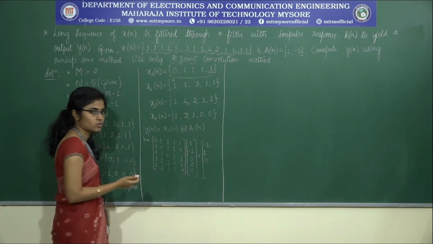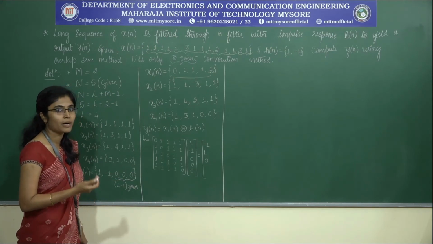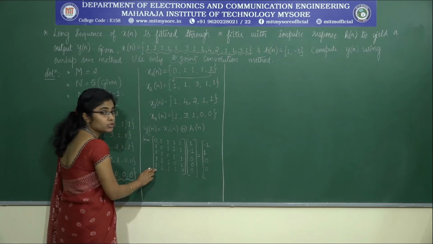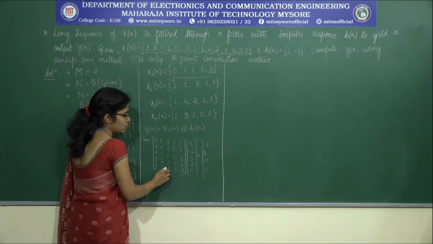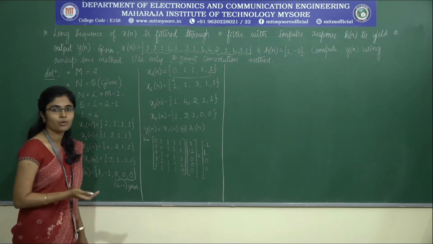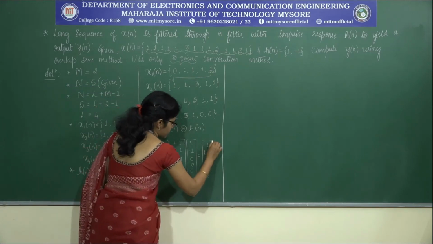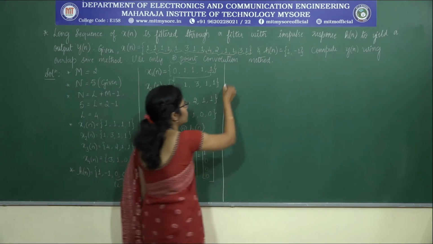1 into 0 is 0. So what is the data of fourth row? It gives us 1 minus 1, again that becomes 0. Again coming to this one, 1 into 1 is 1, 1 into minus 1 is minus 1, 1 into 0 is 0, 1 into 0 is 0, 0 into 0 is 0. So what we got? 1 minus 1, again 1 minus 1 is 0. So we found out y1 of n. Now I need to find out y2 of n.